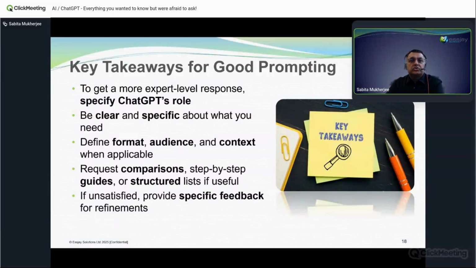You can ask it to structure the response in a certain way, like comparing options, listing steps, or summarizing key points. And if the first answer isn't quite right, don't start over. Just guide it by explaining what needs improving. That feedback loop is where the real value comes from.